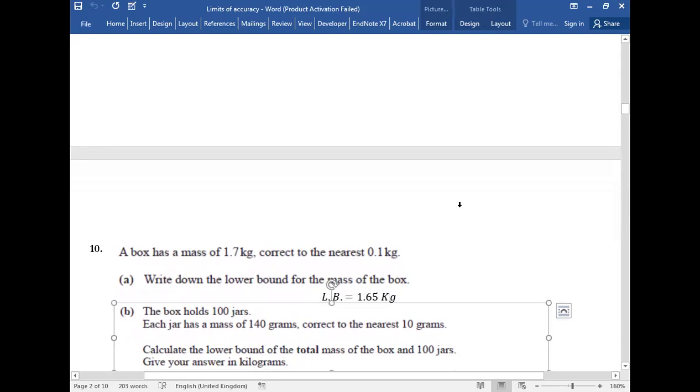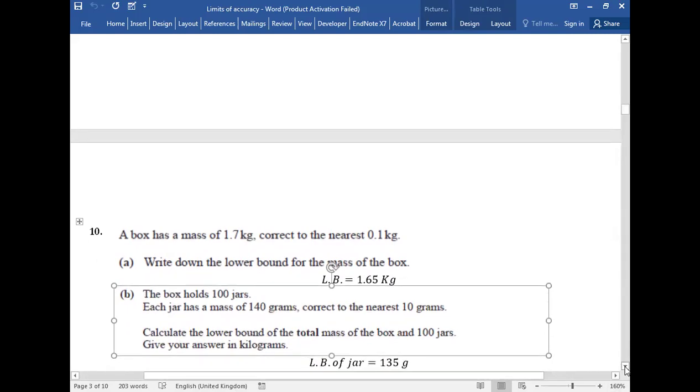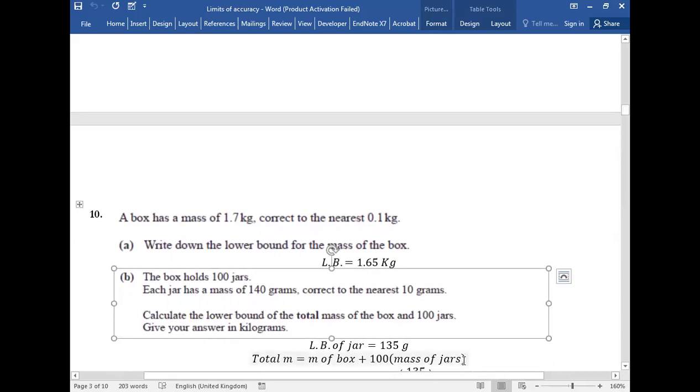The box holds 100 jars. Each jar has a mass of, correct to the nearest 10 grams. Calculate the lower bound of the total mass of the box and 100 jars. How do you get the total mass? पहले तो ये बात बताओ. How do you find the mass of 100 jars? 100 multiplied by mass of 1 jar. देखो. So this habit will take you a very long way.